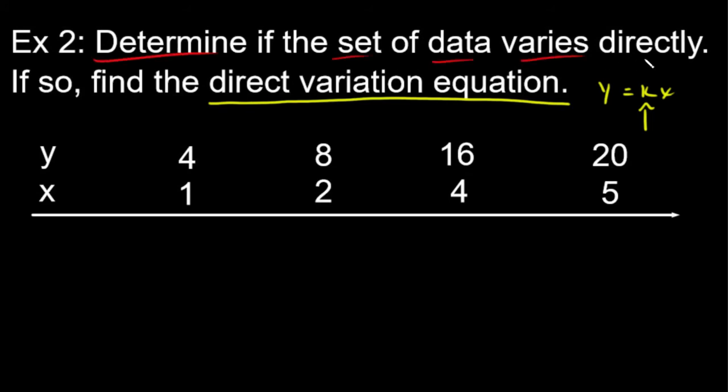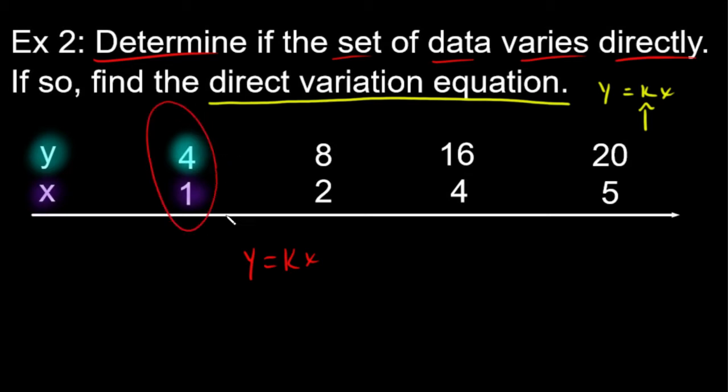So that's the first thing to worry about: determine if the set of data varies directly. We need to figure out if there is some constant that decides how you go from one letter to another. Remember, the equation is y equals kx. So you plug this data set in to y equals kx and see what k is. Plugging 1 in for x and 4 in for y, I get 4 equals k times 1, and so k equals 4.